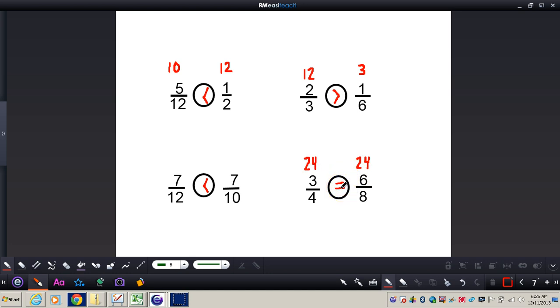So this is how you compare fractions. If you have any questions about this concept, please come and see me.